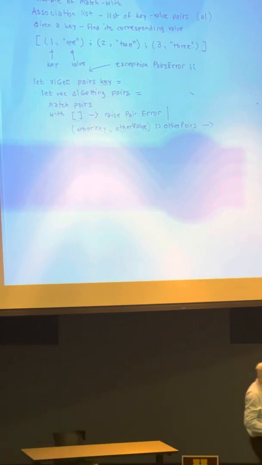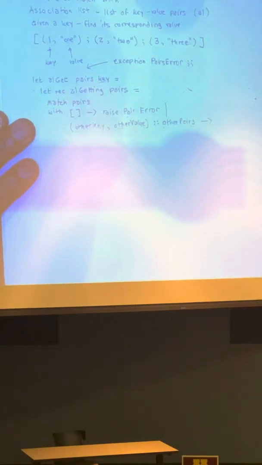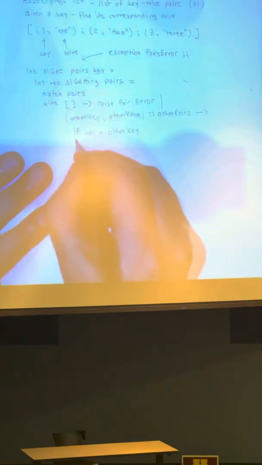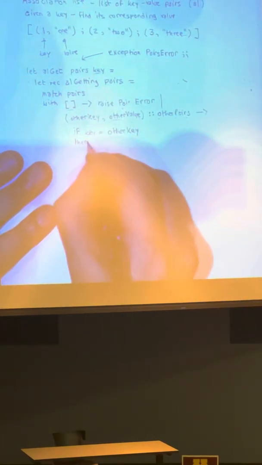So I've got about a minute left. I may or may not be able to finish this. Well, let's go with it anyway. So what's the code that gets executed? Well, I'm going to test if key is equal to other key. If that's the case, then I have found the pair that I want. Remember, I'm doing linear search throughout the list. What do I want to do? If I find it, I want to return other value.